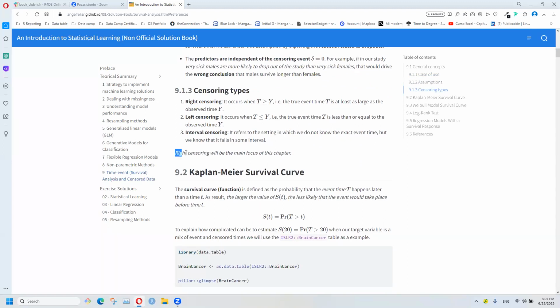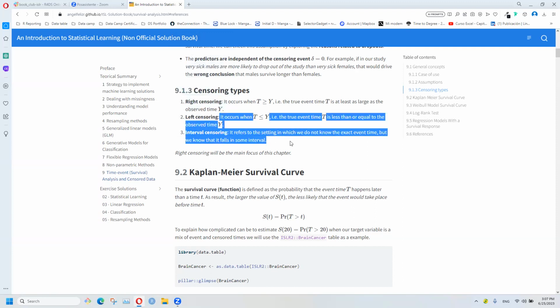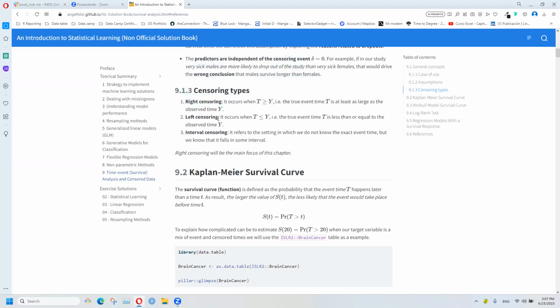In this book, we are going just to check the right censoring. That is the most popular one. But there are also cases of left censoring or interval censoring that we could find in other books, on how we can deal with that.